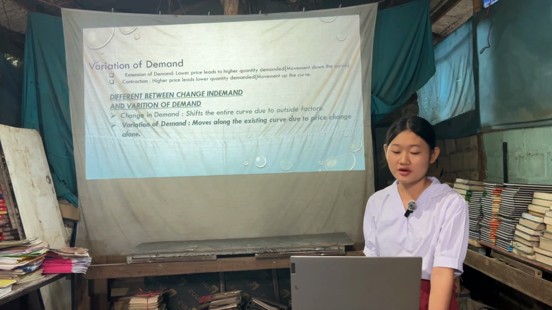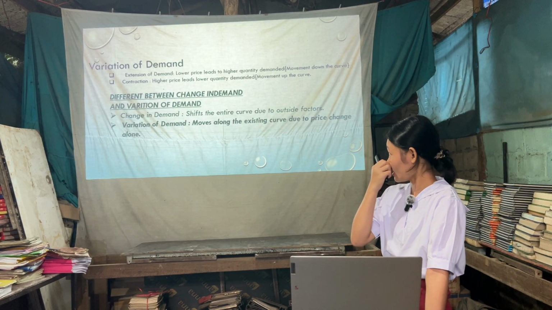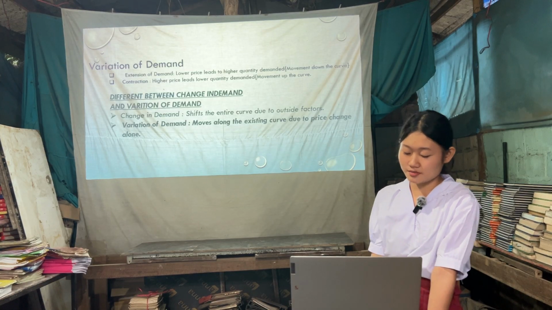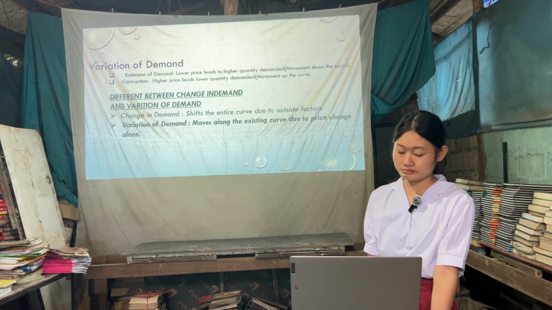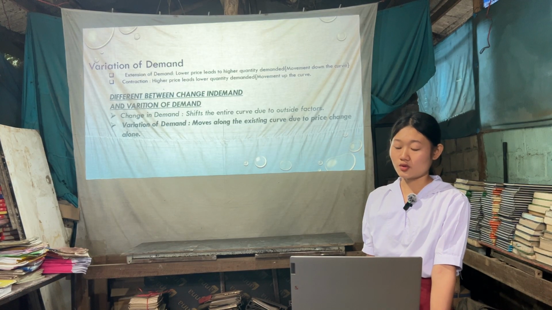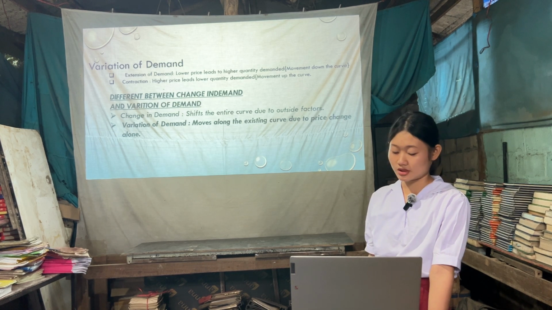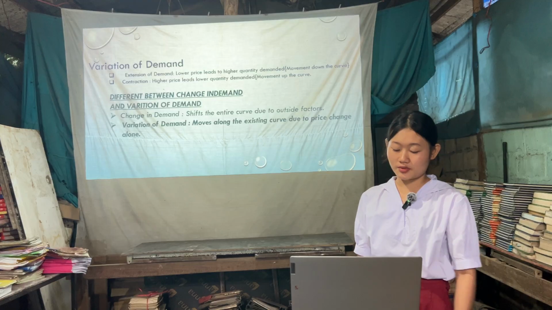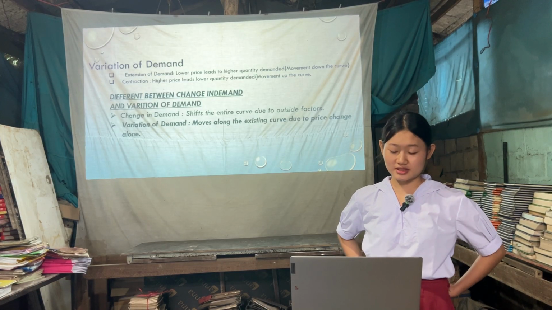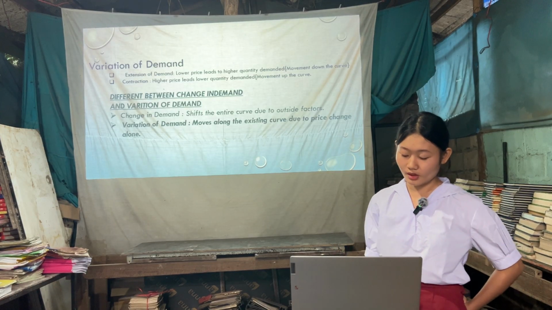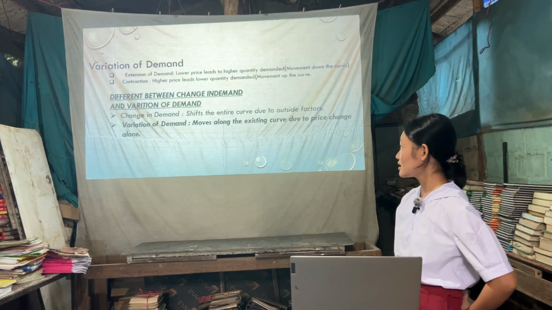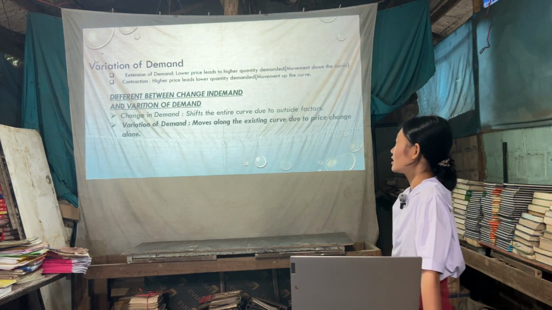Next, variations of demand. Variations of demand mean a change in quantity demanded due to a change in price only. Other factors do not change. There are two ways of variations of demand: extension and contraction.